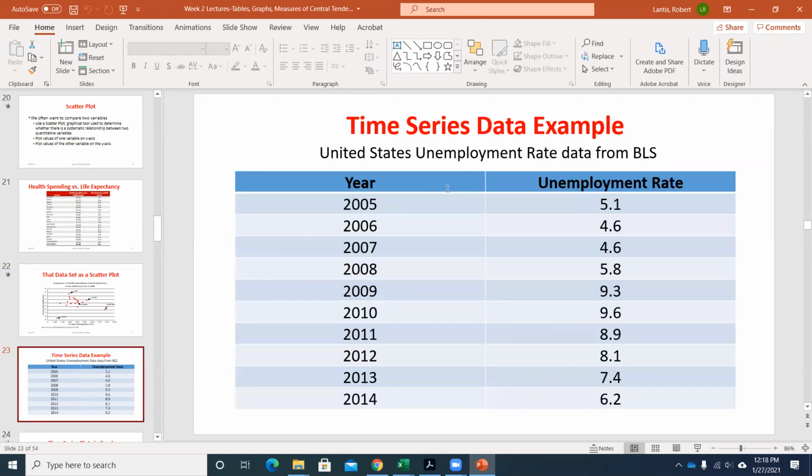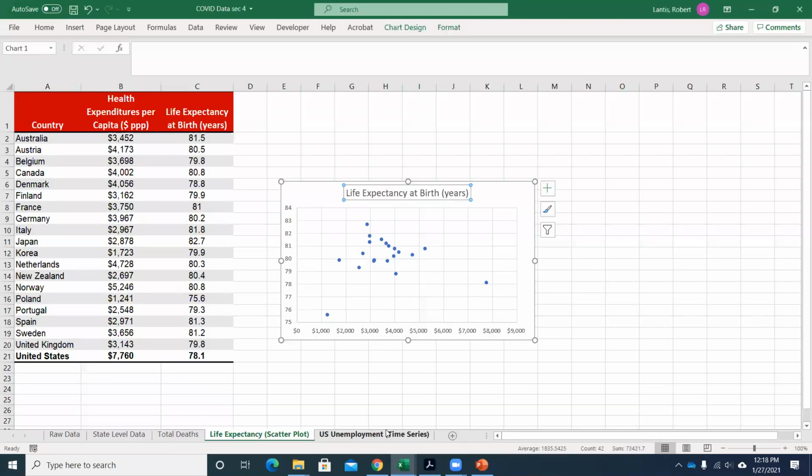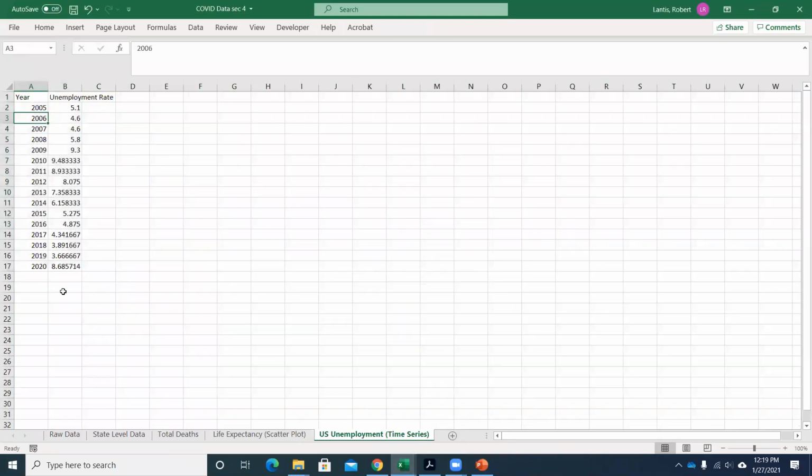The next thing I want to show you how to do in Excel, once again pretty easy and similar to things we've already done. Let's say I have the US unemployment rate for a bunch of different years. Actually, this is a truncated version of the one I put in Excel. In Excel, I have it all the way to 2020. So I've got 16 years of data here.